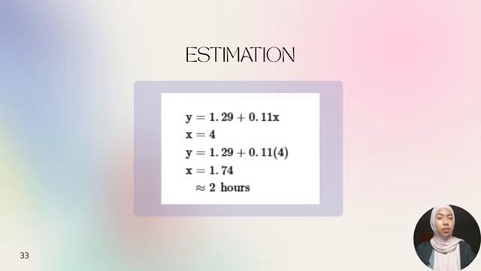Lastly, for our estimation, we estimate the average study duration when a student uses the study room 4 times per week. We use the regression equation y equals 1.29 plus 0.11x. Substitute x equals 4 into the equation. y equals 1.29 plus 0.11 times 4. y equals 1.29 plus 0.44, which equals 1.74 hours. This value is approximately close to 2 hours. Therefore, the expected average study duration is about 2 hours per week when a student uses the study room 4 times per week.